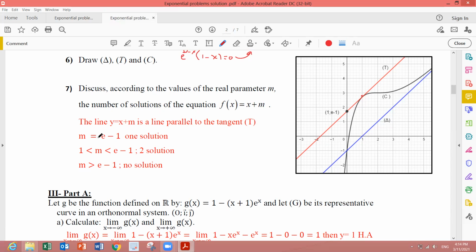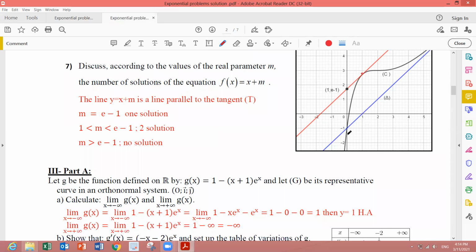And if m is greater than e minus 1, we have no solution. This is m greater than e minus 1 here, no solution. Here also we have one solution. If m is less than minus 1, we have one solution. This is all about this exercise. Write the notes on your copybook.